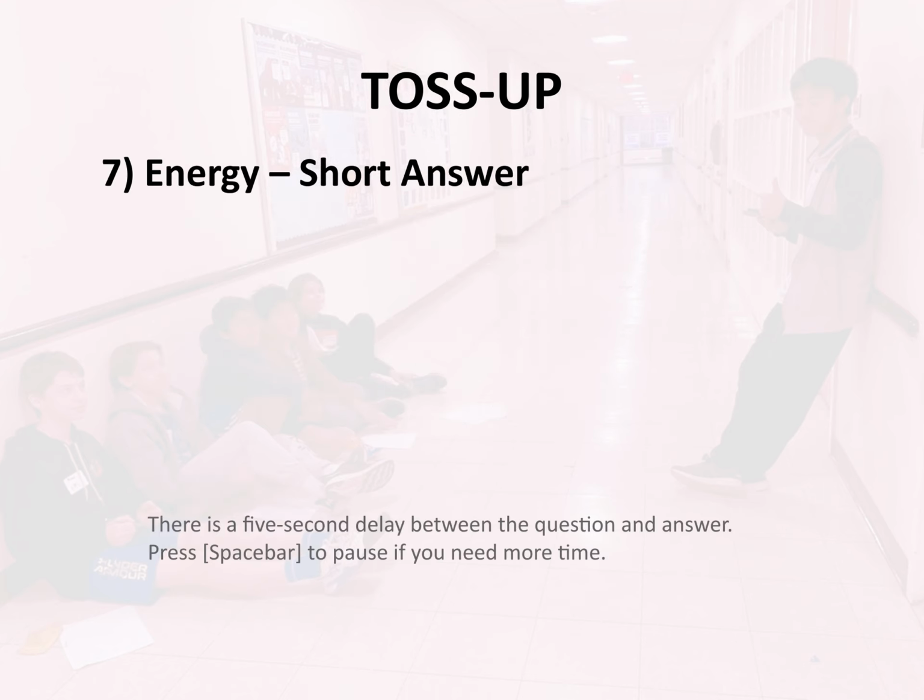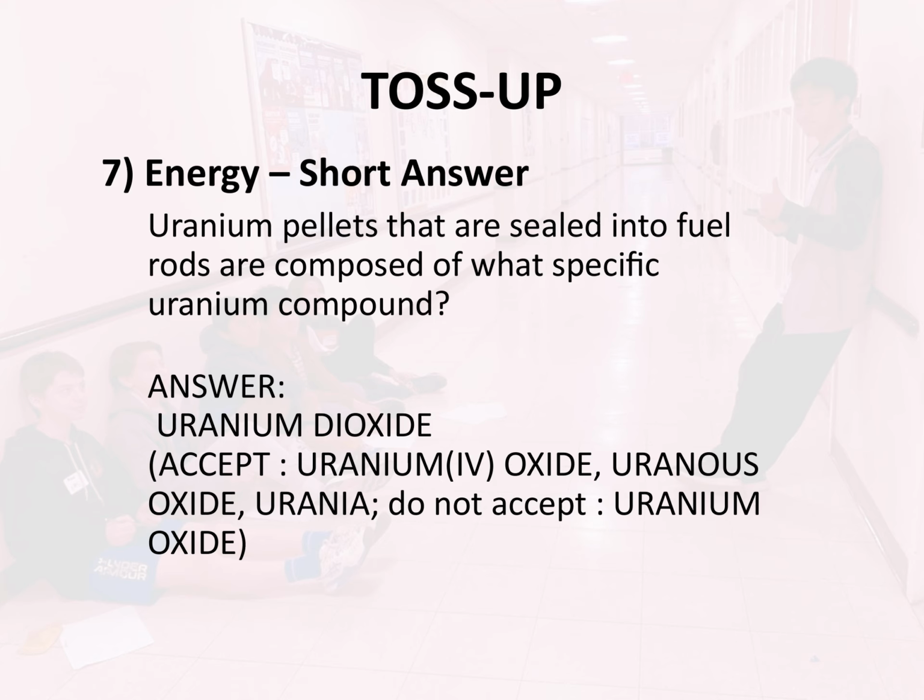Toss-up 7. Energy, short answer. Uranium pellets that are sealed into fuel rods are composed of what specific uranium compound? Answer: uranium dioxide.